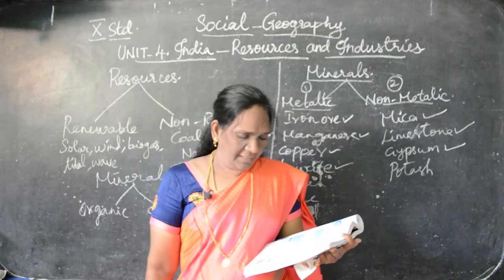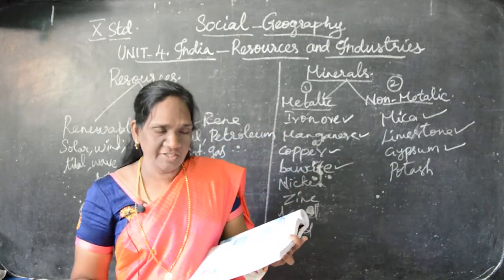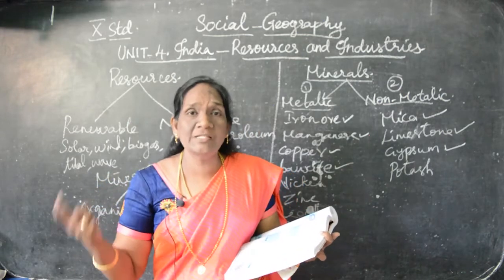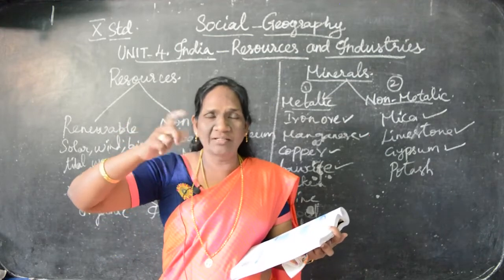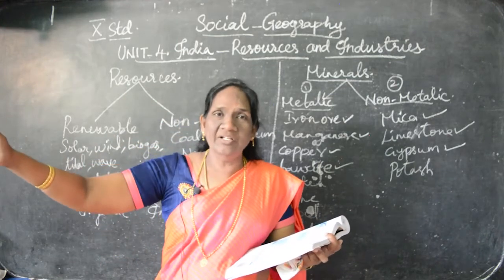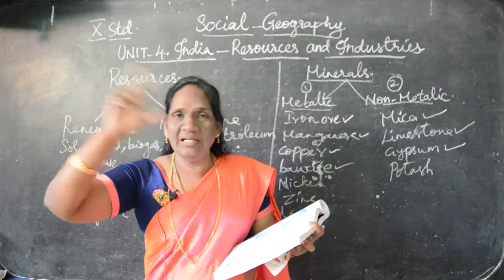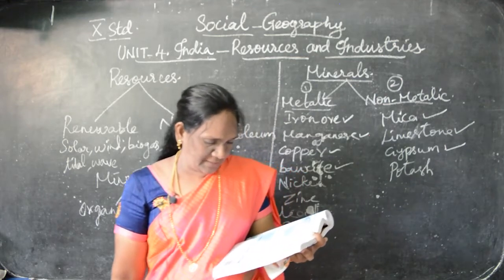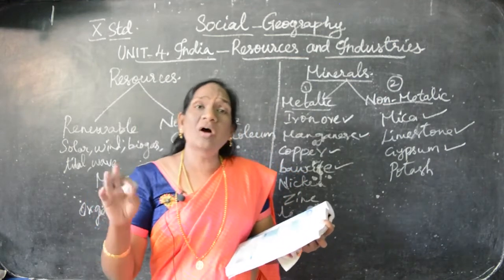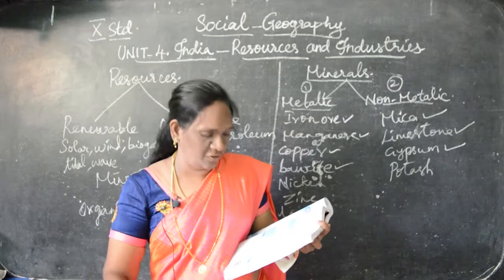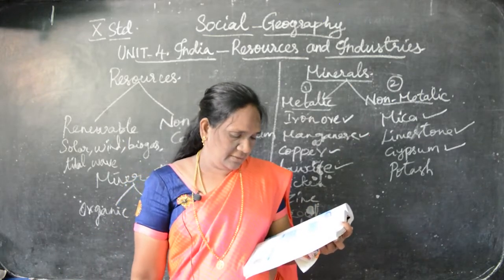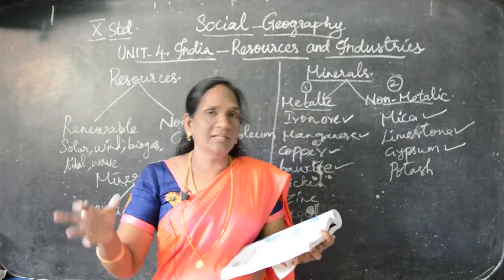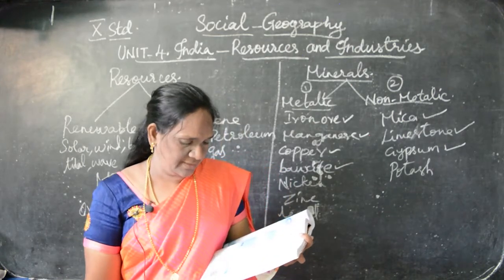Gypsum is a hydrated sulfate of calcium which occurs as white and opaque. Opaque versus transparent. Transparent means we can see through clearly, like lace paper. Okay, so gypsum is a transparent mineral. If you ask in which rock it is found, we can take it in sedimentary rocks, such as limestone, sandstone, shale. Gypsum is found in sedimentary rock.